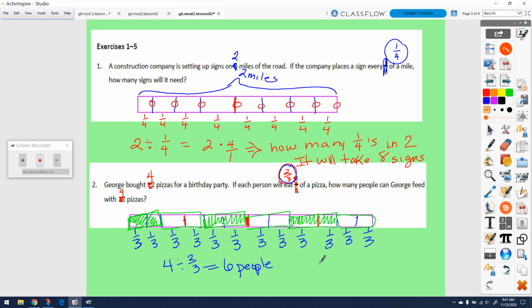If we did it mathematically, keep, change, flip, we can cross cancel. 2 times 3 is 6 over 1, which is just 6. So we can feed 6 people.